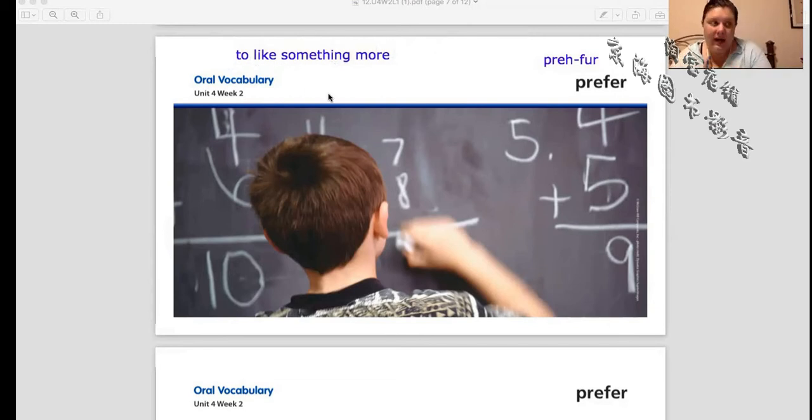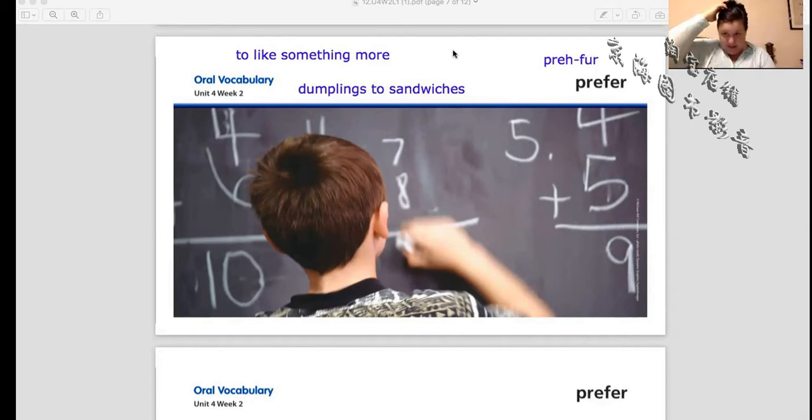So I prefer English to math. I don't like math, okay? So you might prefer dumplings to sandwiches. Okay, because you may not like sandwiches, you might like dumplings better, okay? Or maybe you like sandwiches better, or you might prefer cake to cookies. You like cake better, okay? So to prefer is to like something better, okay?